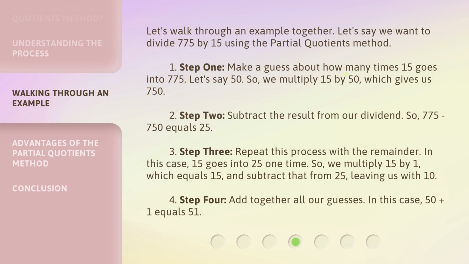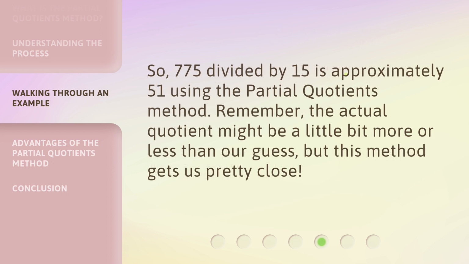Step 4. Add together all our guesses. In this case, 50 plus 1 equals 51. So, 775 divided by 15 is approximately 51 using the partial quotients method. Remember, the actual quotient might be a little bit more or less than our guess, but this method gets us pretty close.